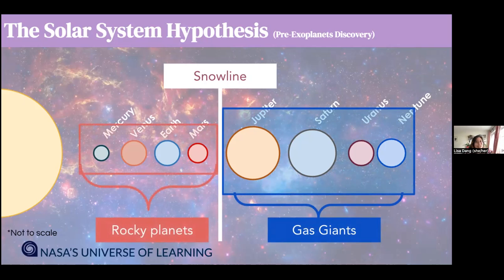Meanwhile, the high temperature of the inner solar system caused volatiles to be very scarce. And so that consequently limited the ability of these planetary cores to accrete large envelopes of gas. And so instead of having these large gas giants, you got these small terrestrial rocky planets like Venus, Earth, Mars, and Mercury.